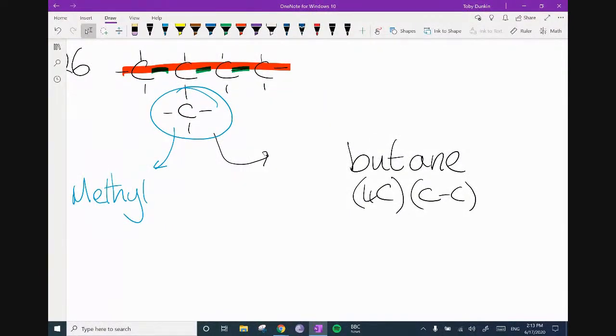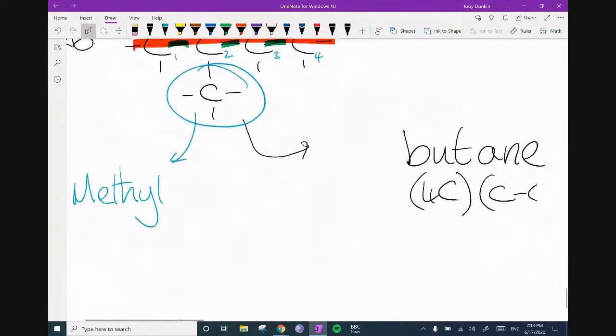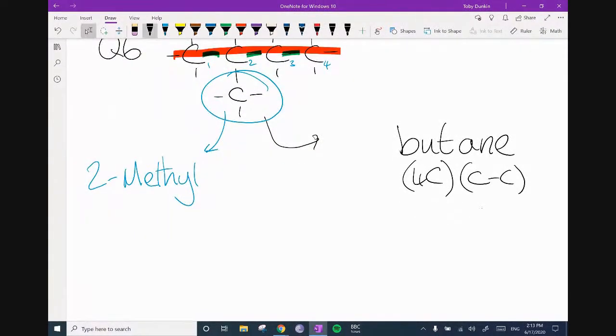So this is a methyl, and now we need to number it. What carbon is it on? It's on carbon number 2. Now, students are going to say, could I not count from the other direction? You wouldn't count from the other direction, because if you did that, it would be on carbon number 3. And there's an easier way to make it smaller. So the next rule is you've got to make the number as low as possible. Yeah, so this now becomes 2-methyl. Right, now put it together. Final answer, 2-methylbutane.